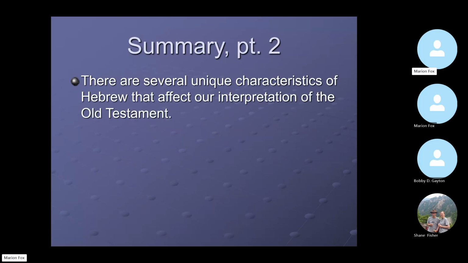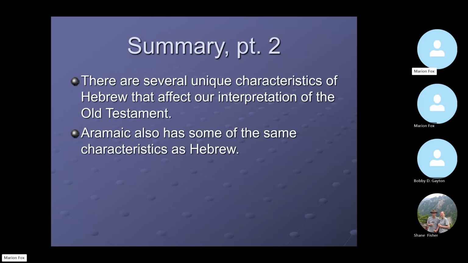Several unique characteristics of Hebrew affect our interpretation of the Old Testament. So we need to be aware of that. And so what we have here is the Hebrew language. Again, it didn't have any distinction between upper and lower case, and of course it didn't write the vowels. That could be another problem. Aramaic has some of the same characteristics, according to books that I read. I haven't studied any Aramaic.